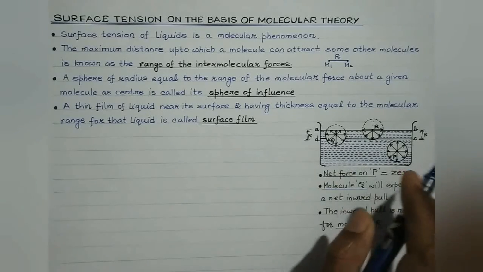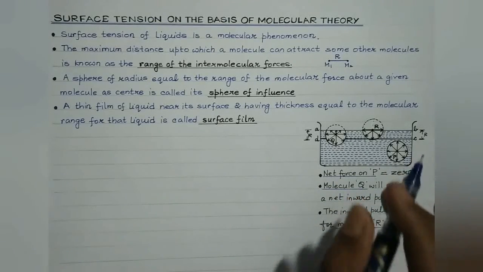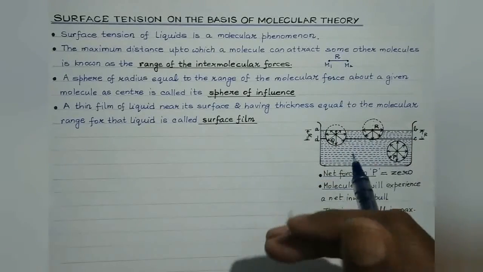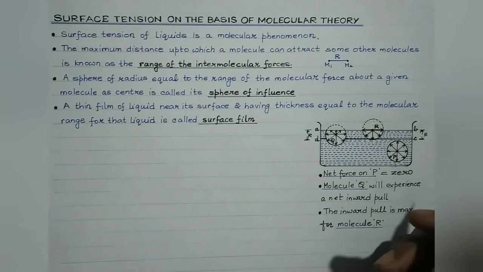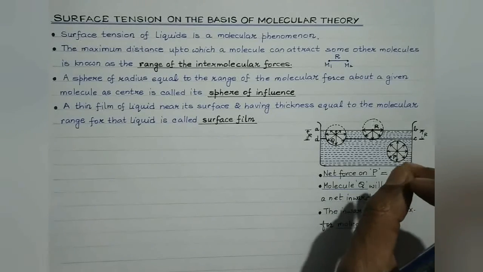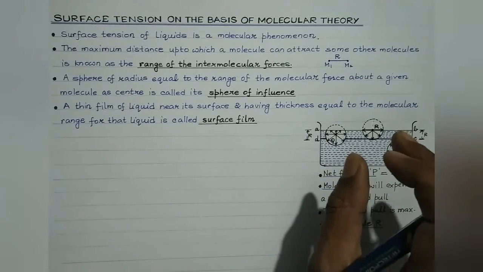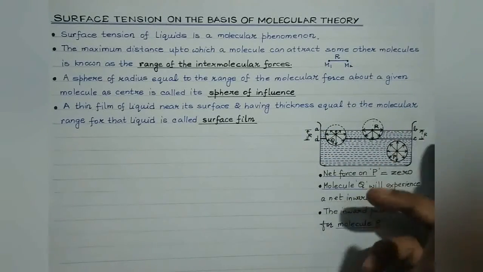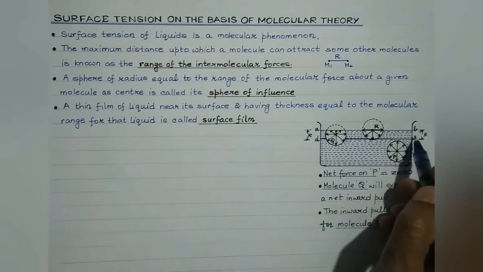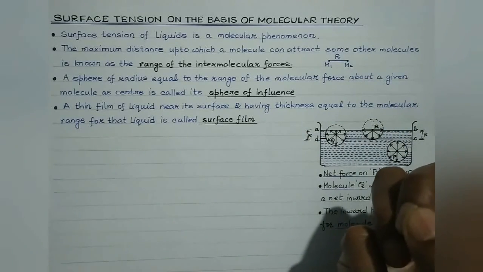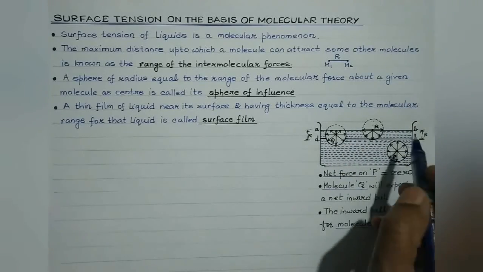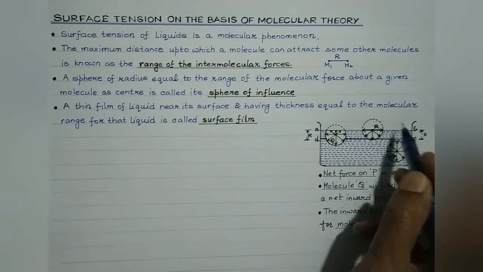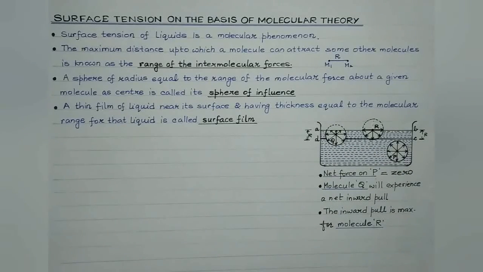Clear? Now students, we are aware that in the state of stable equilibrium, a system always tends to possess minimum potential energy. So in order to attain a state of stable equilibrium, the system must have minimum potential energy. As a result, the surface of this film tends to contract so as to have minimum surface area, so that the number of molecules in the surface film may be minimum. So this is how the concept of surface tension can be explained on the basis of molecular theory.